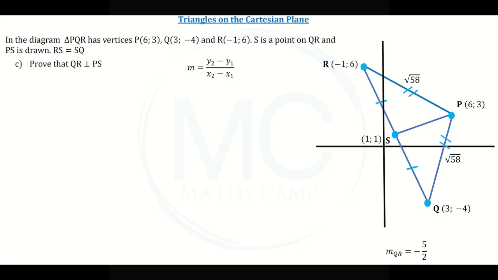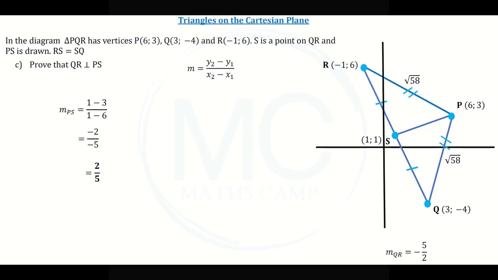Let's say that P is our first point and S is our second. So we can say the gradient of PS is equal to 1 minus 3 over 1 minus 6. 1 minus 3 gives us negative 2 over 1 minus 6, which is negative 5. Now the negatives will cancel out, and we're left with a gradient of 2 over 5.